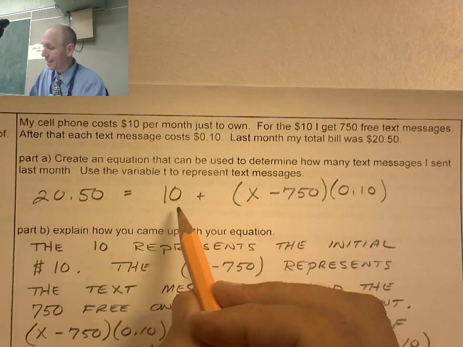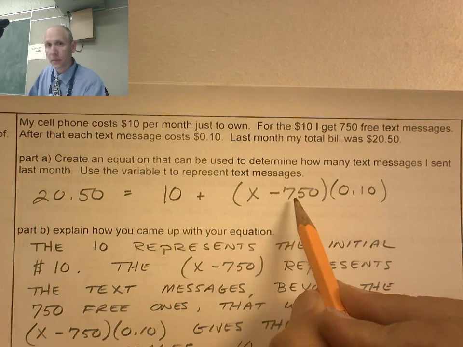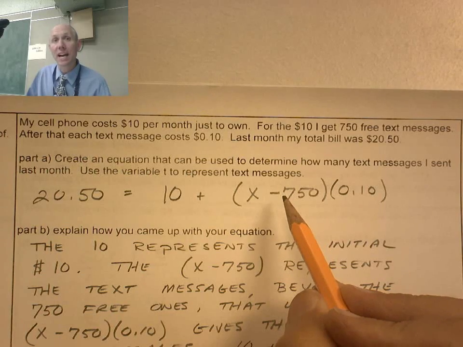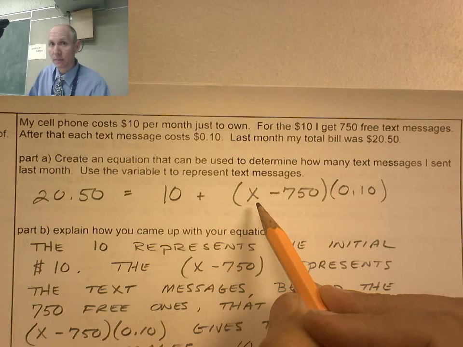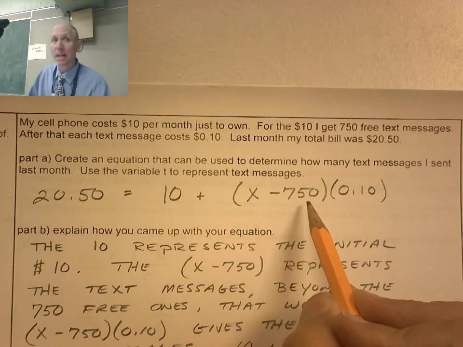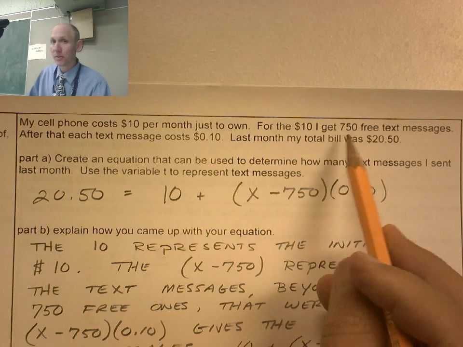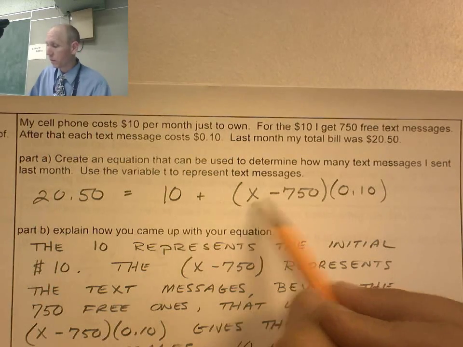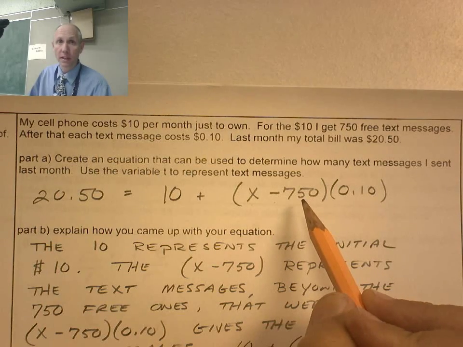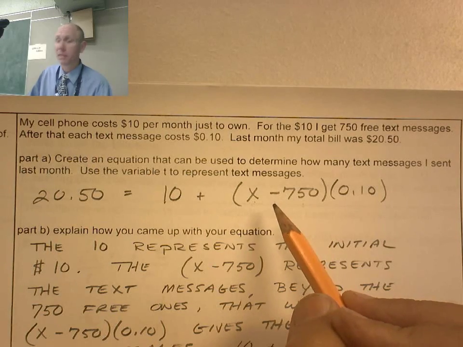So $20.50 equals my 10 initial dollars just for having the phone, plus this x minus 750, that's how many messages I have to pay for. So if I sent 1,000 messages, 1,000 minus 750 means I pay for 250, right? Because the first 750 are free. So if I send 750 messages, 750 minus 750 means I don't pay for any. 800 messages, 800 minus 750 means I have to pay for 50 messages.